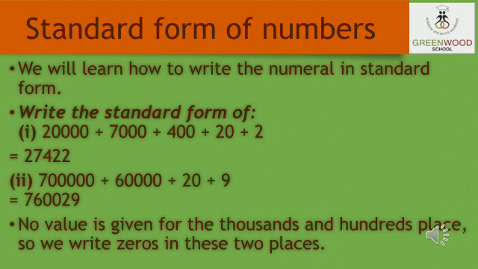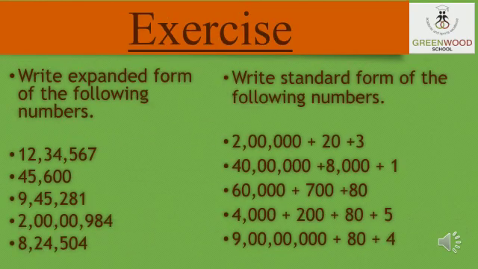Let's see another example. 7 lakh plus 60,000 plus 20 plus 9. 7 lakh means 7 at the place of lakh. 60,000 means 6 at the place of 10,000. 20 means 2 at the place of tens and 9 at the place of ones. No value is given for the 1000 and 100 places, so we write zeros in these two places. So, the number is 7,60,029. Now solve this exercise.